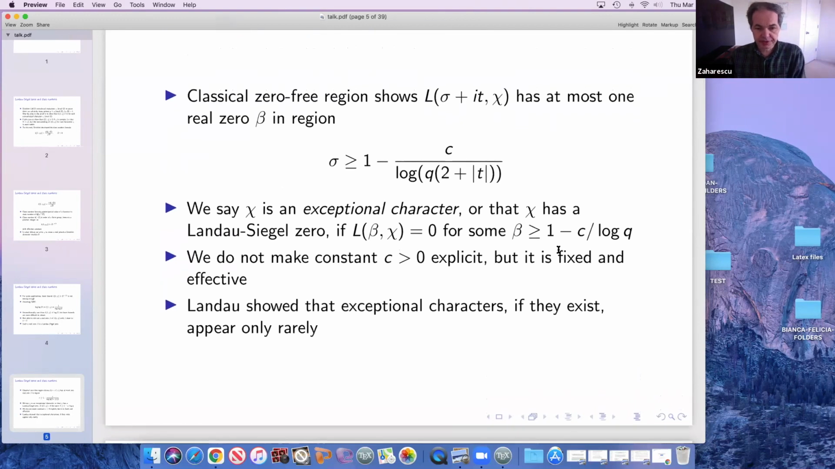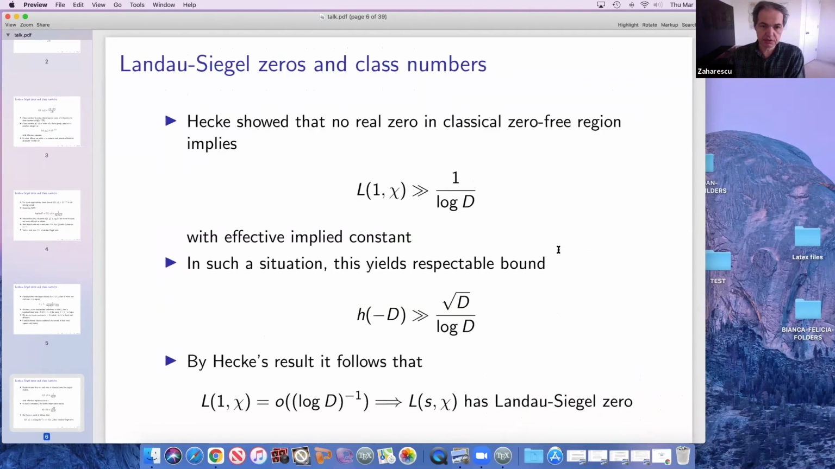Now, Landau showed that exceptional characters, if they exist, appear only rarely. That's what we're talking about. And Hecke showed that there are no real zeros in the classical zero-free region. If there are no real zeros, then L(1, χ) is larger than 1 over log d. So this is a strong statement. Then in this case, we have this inequality for the class number: it's larger than a constant times square root of d over log d, which is incredibly strong compared to what we know unconditionally.